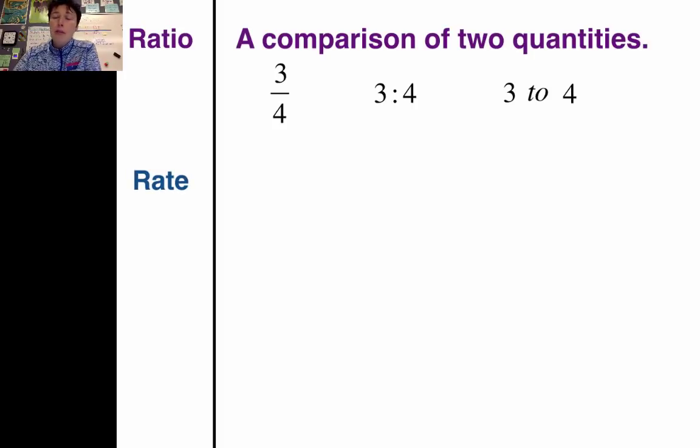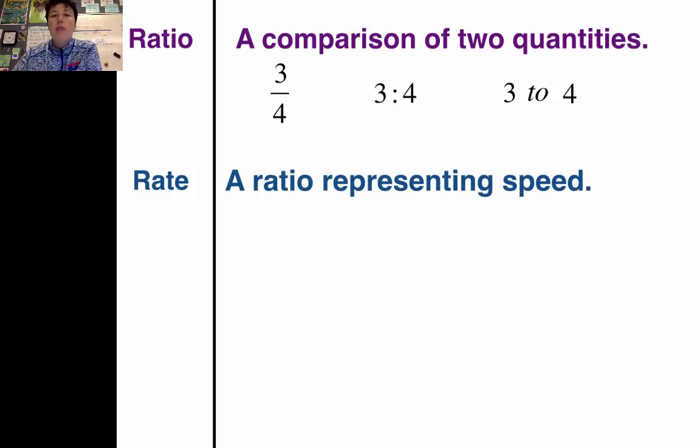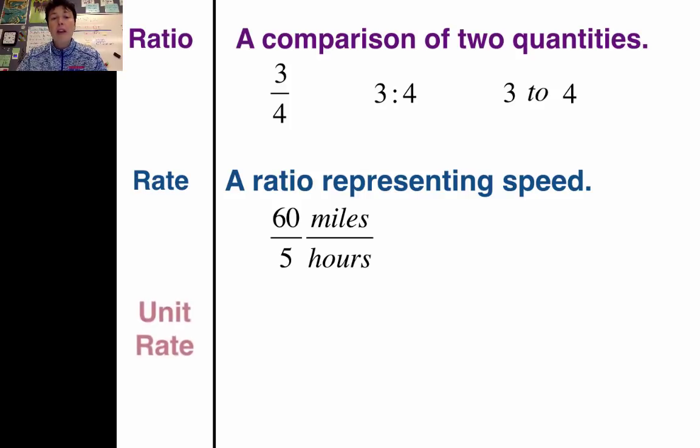But there's special types of ratios that are called rates. Now a rate is a ratio that represents speed. So a rate means speed. I always say in class, rate means speed. Rate, speed, they're the same thing. It's how fast something is happening. So like if I told you I'm going 60 miles in 5 hours, that is a speed. That's telling you how far and how long it'll take me to go there. So that's how fast I am.